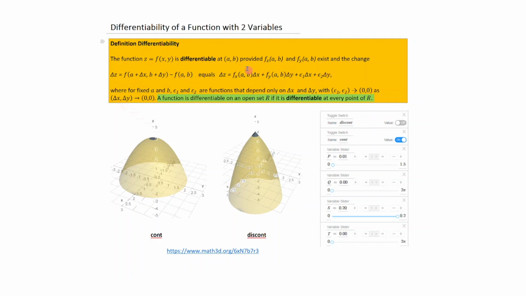Now this basically is an approximation to a surface. Don't forget, a function of two variables is a surface. So this expression here is nothing more than a tangent plane. It's a tangent plane because it's linear in delta x and linear in delta y. And these are residual error terms, right? So the function is differentiable on an open set R if it is differentiable at every point of R. So this is the book's way of doing it.